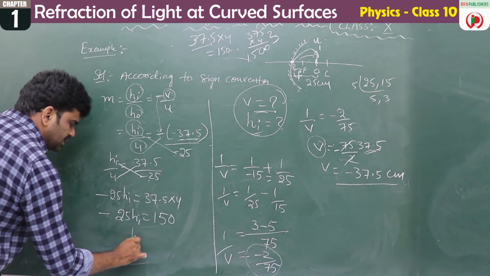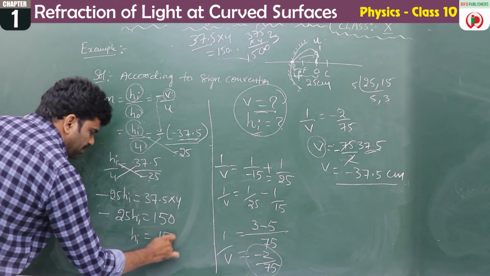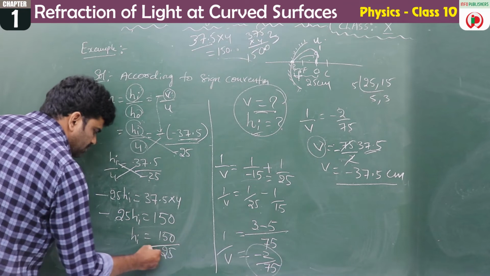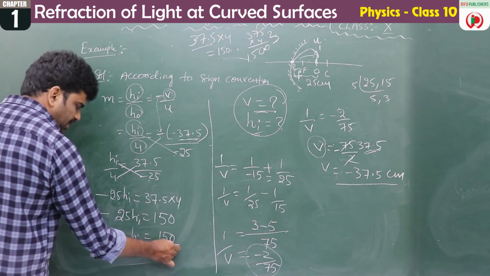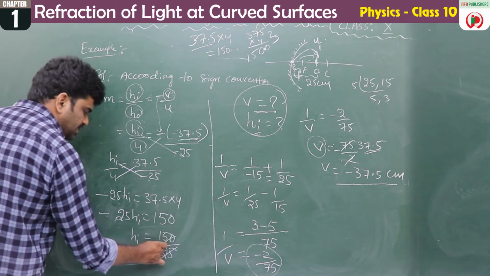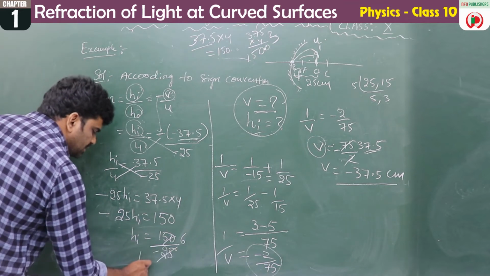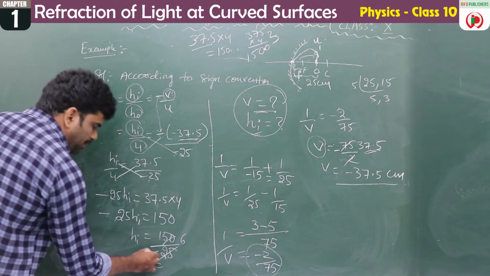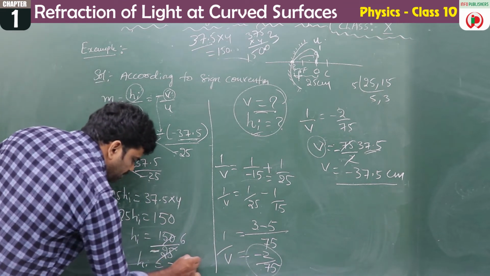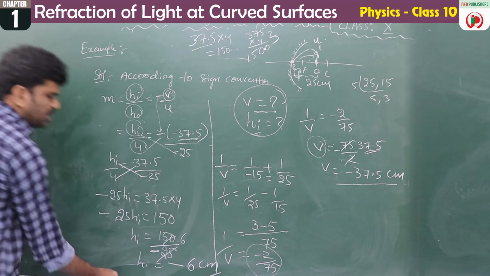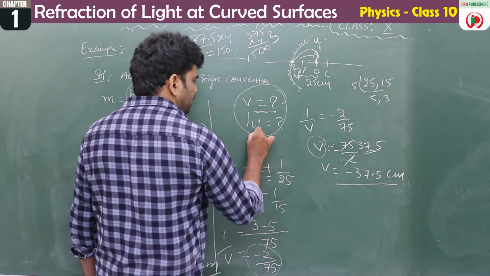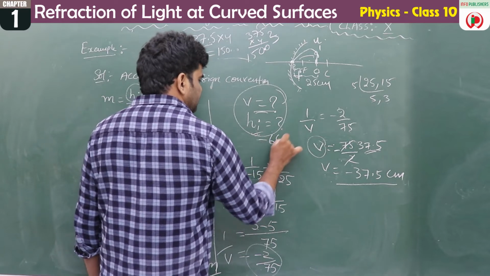So hi is equal to 150 by minus 25. This 25 will go down. 25 ones are 25, 25 6s are 150. So hi is equal to how much, children? Minus is there, don't forget to write the minus. Minus 6 centimeters. So the value of V is this one, and the value of hi is minus 6 centimeters.